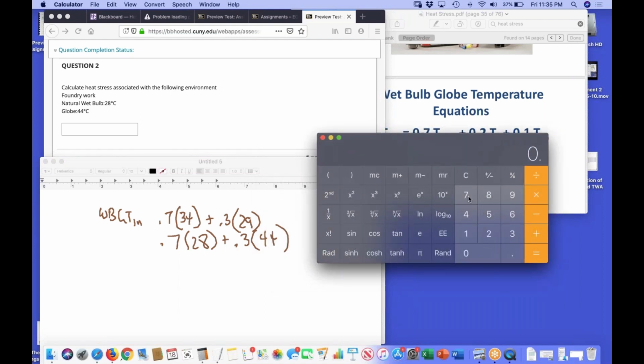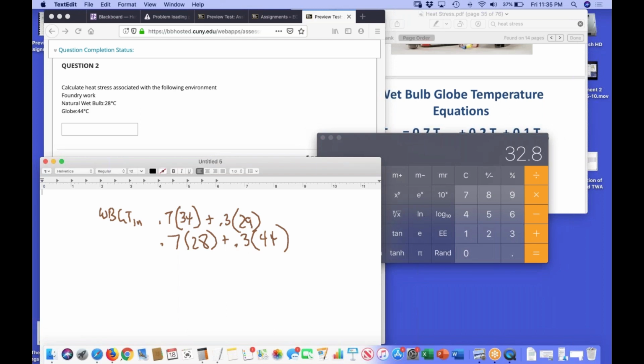Okay, 0.7. Let me clear out memory to write that, times 28. Let's put that into memory. And 0.3 times 44. And let's add our quantity of memory. And we have 32.8. So we had 32.5 and we had 32.8.